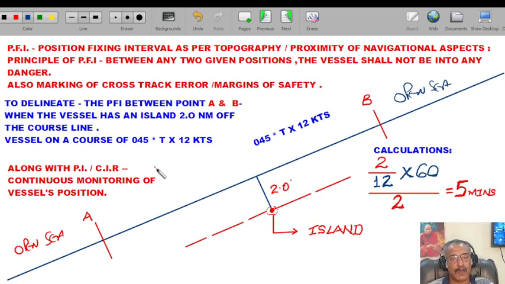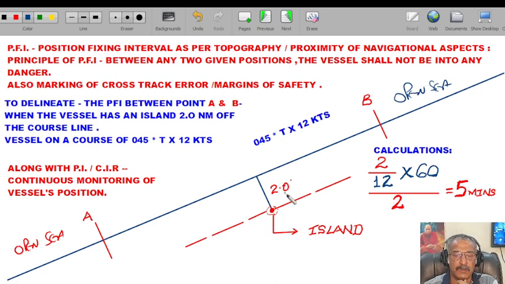I hope regarding the PFI I have been able to explain it in a very comprehensive manner. I hope I have been able to narrate that clearly. But again, for the benefit of all the mariners, I need to know what should be the PFI between point A and B, especially when the vessel is on a course of 045, 12 knots, and there's a danger or an island which is 2 nautical miles here. Prior to that, the vessel is coming from open sea, and after point B, she is again heading for open sea. So then there is no problem because there is no land, no object, nothing.